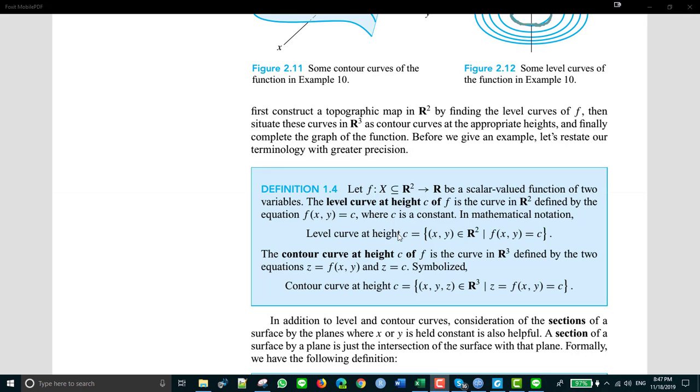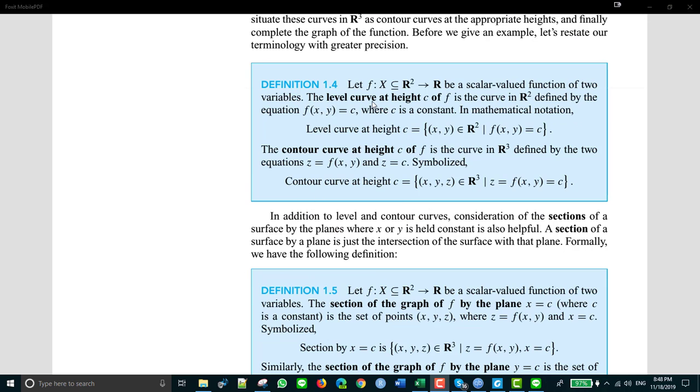And then we can talk about the contour curve, which is the curve on the surface. The contour curve at height c of f is the curve in R3 defined by the two equations z equals f of x, y and z equals c. So here it's the set of all points x, y, z, that means they're in 3-space, such that f of x, y is equal to c, and that's also the z value here.